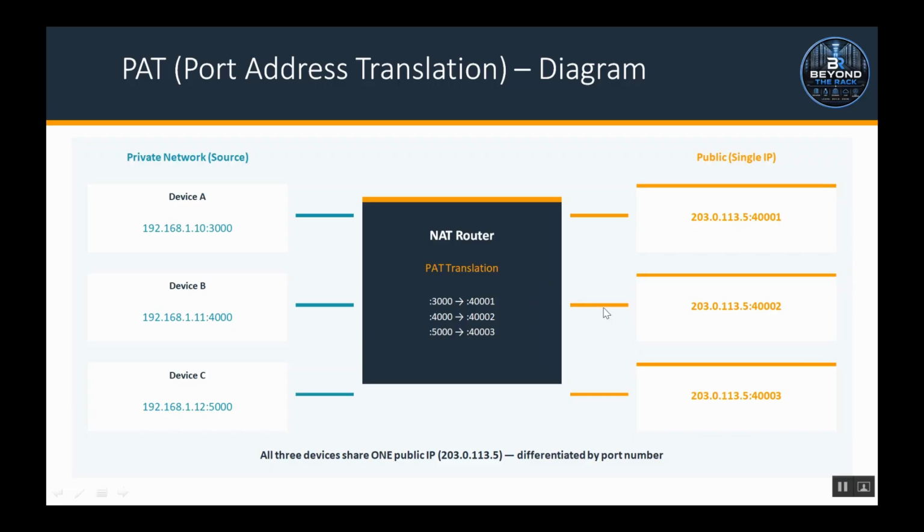Then the public IP address will be 203.0.113.5 colon 40002. The same for device C: 192.168.1.12 port 5000 will be NATed to port 40003. Then the public IP address will be 203.0.113.5 colon 40003. All three devices share one public IP address with different port numbers.